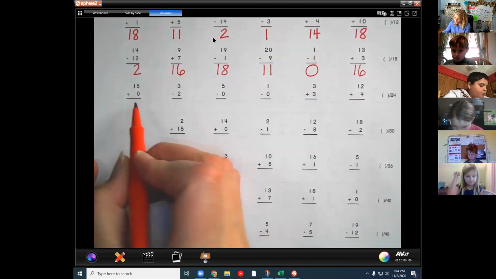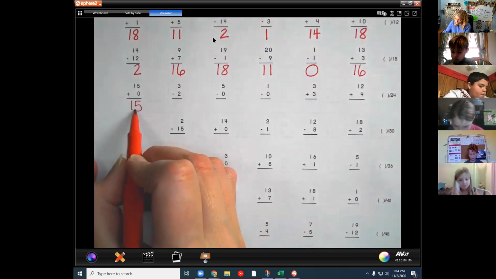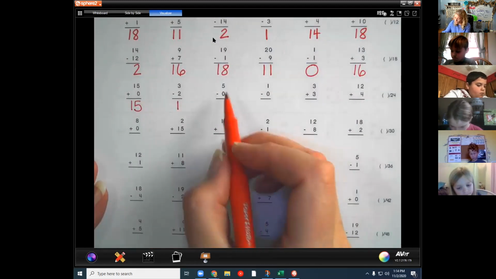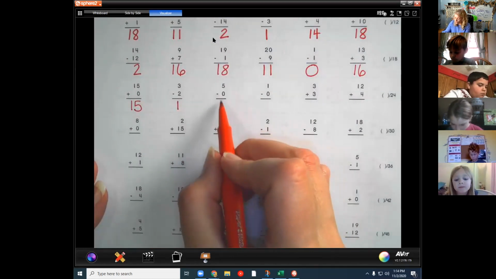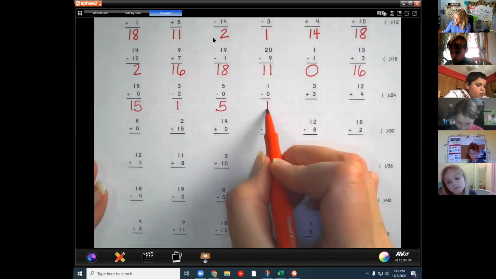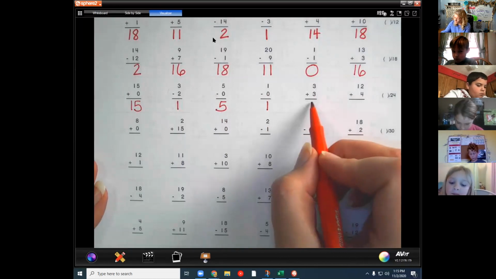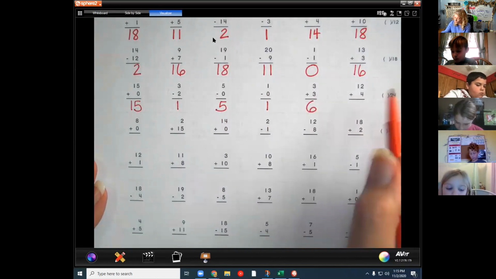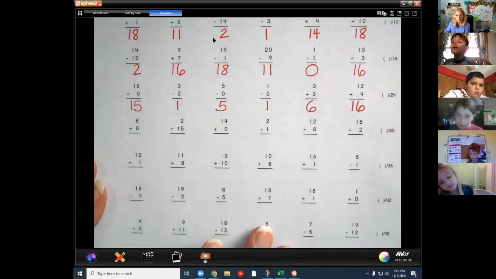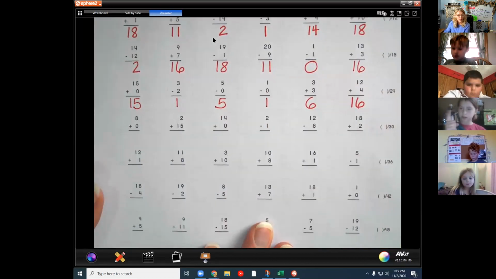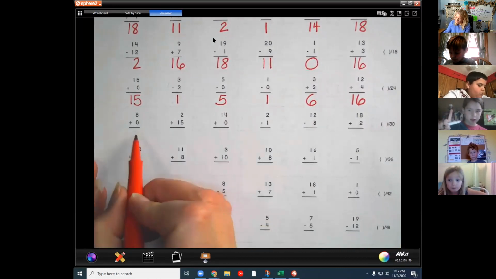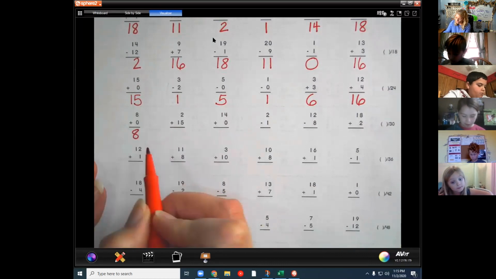Next row, 15 plus 0 is 15. 3 minus 2 is 1. 5 minus 0 is 5. 1 minus 0 is 1. 3 plus 3 is 6. 12 plus 4 is 16. Okay, keep going. I see yes, keep going. Wonderful. Next row, 8 plus 0 is 8.